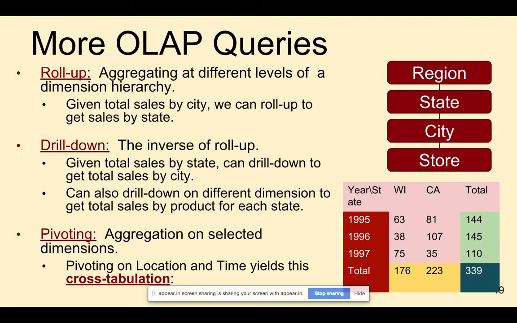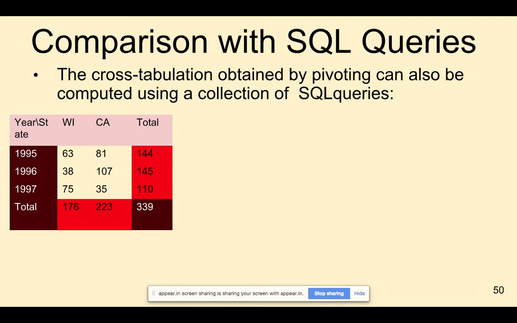So if I do a pivoting on location and time, you're basically creating a cross tabulation of location here and time here. And you're computing all the different group bys and aggregations in this table, right? We'll sort of show that to you. So you have, in this case, just 2 locations and 3 different years. And this essentially is just a bunch of group by queries, right?